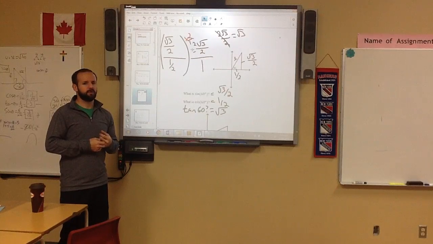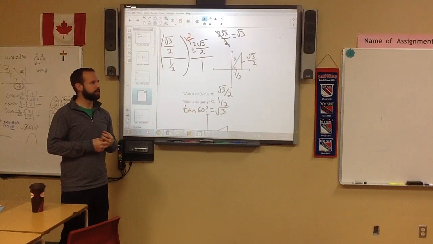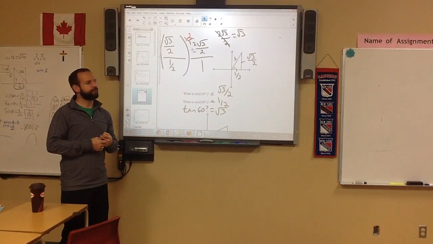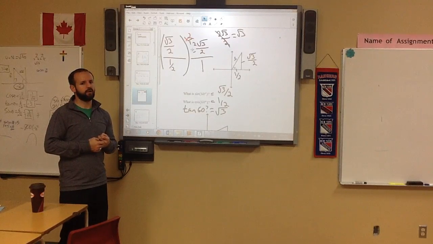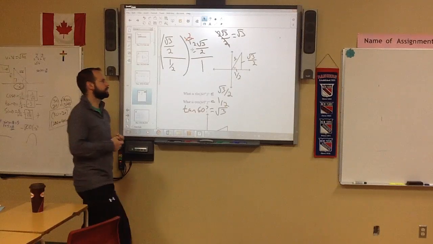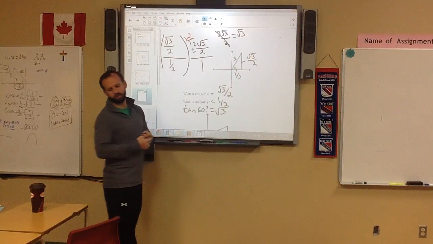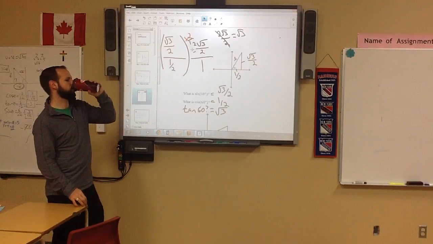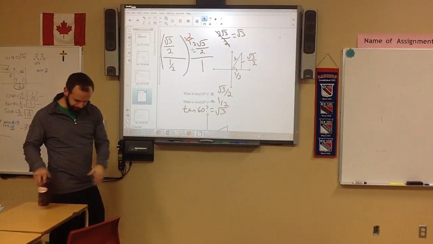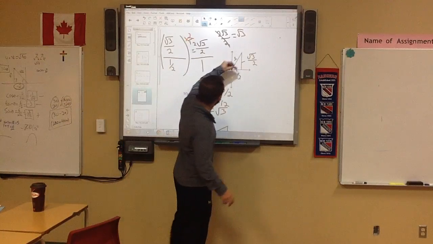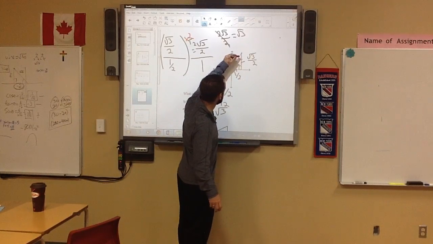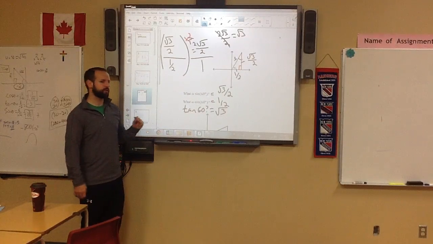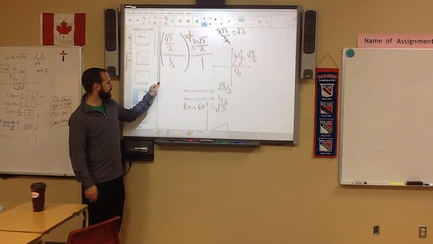Okay. So my next question. What is the third angle on this triangle? 180 minus 90 minus 60. This is 90, so I'm trying to figure out what this angle is. 30.